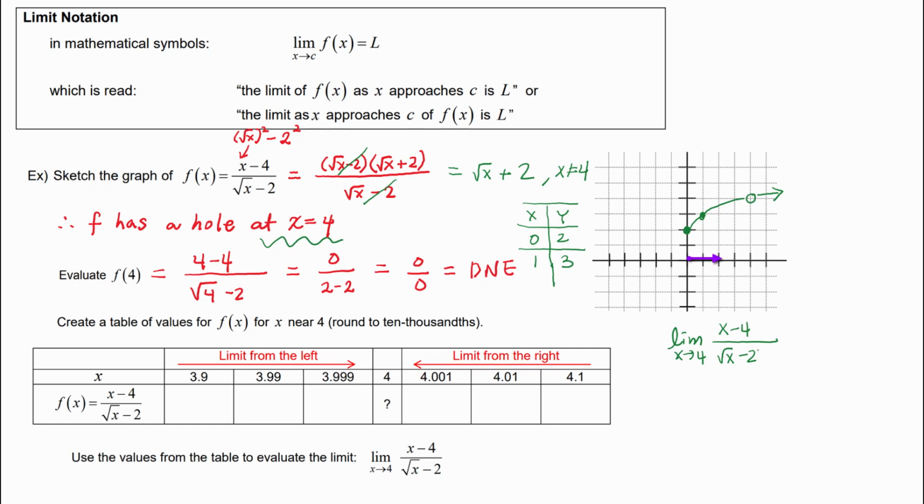So you're going to have to go as x approaches 4 from the left. You follow your function, get closer, closer, closer, closer to 4. And where is your f(x) trying to reach?